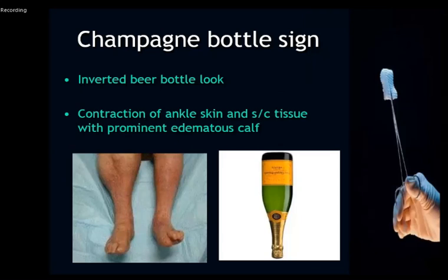Champagne bottle sign, or you can call it inverted beer bottle sign. It can look like an inverted beer bottle. So there will be contraction of the ankle skin and subcutaneous tissues with prominent edematous calf. That's clear?